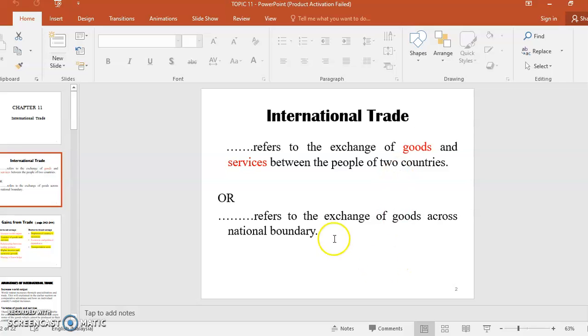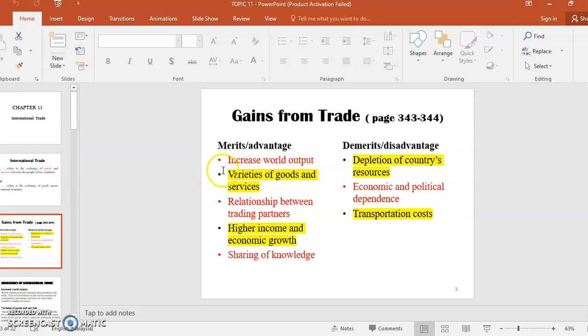Or another definition is, it refers to the exchange of goods across national boundaries. So this is the merit or advantage, and this the demerit or disadvantage. First, the merit or the advantages of international trade. First, it will increase the world output. Dia akan meningkatkan output dunia lah, when the countries do a trade.